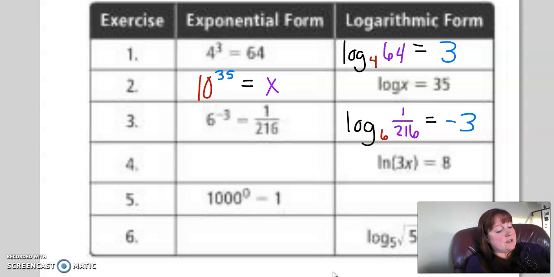The next one is log base e, because it's ln, of 3x equals 8. So our base is e. The exponent is the answer to the log, which is 8.